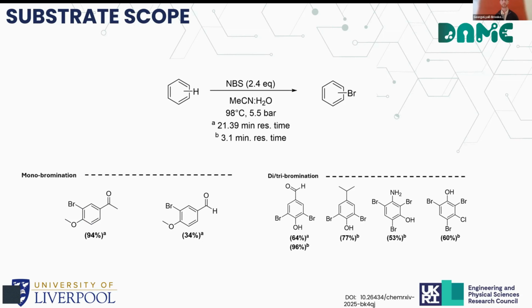We could also selectively monobrominate compounds if they had a similarly weak electron donating group in the form of a methoxy group, similarly to the 4-methoxyacetophenone species. However, for the aldehyde species, we did also see dibromination and some starting material remaining at the end of the reaction, potentially meaning that more optimization on this specific substrate would be required if we wanted to increase that conversion.